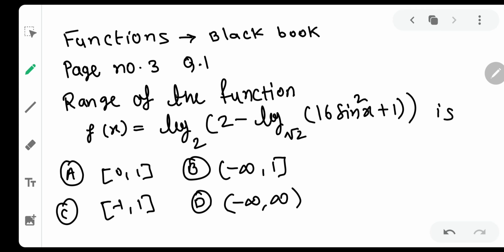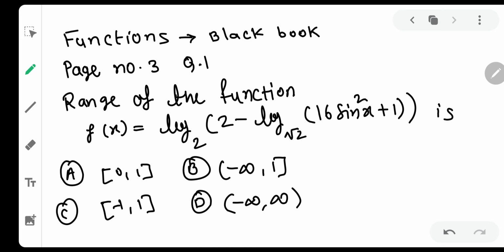Range of the function f(x) = log of [2 minus log of (16 sin²x + 1) to the base root 2] to the base 2 is. So we have to calculate the range of this function f(x). Now how to go about it?